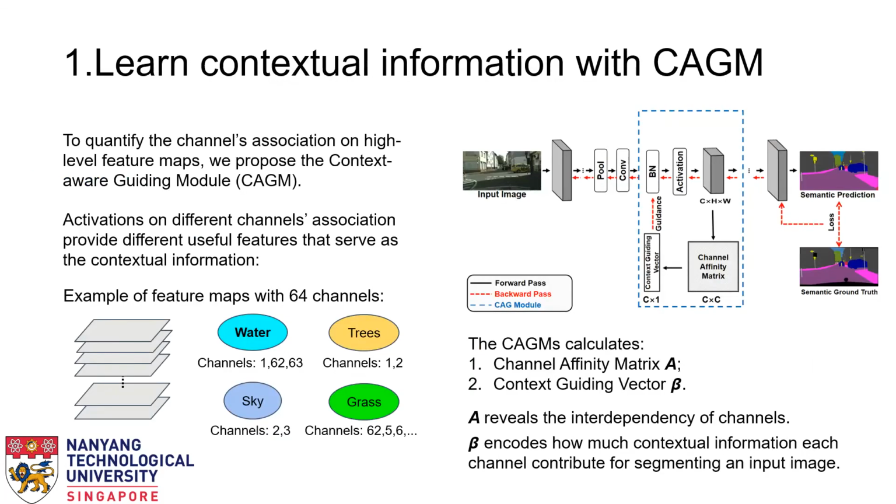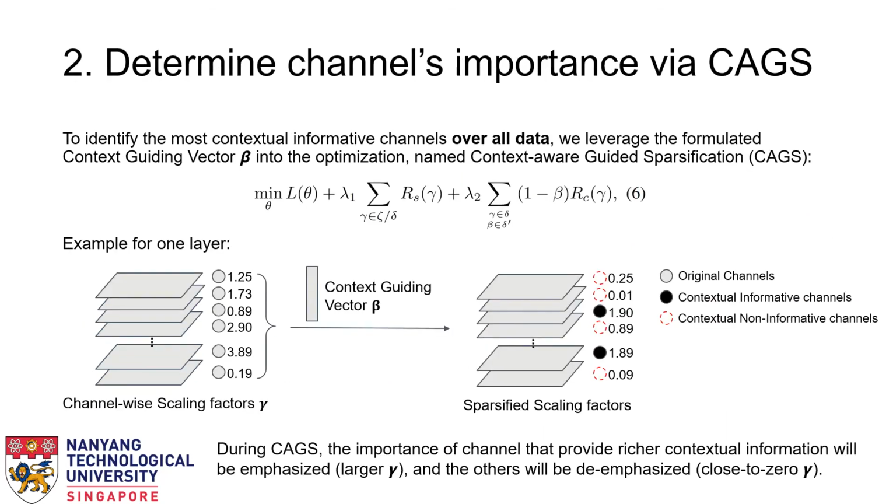For the first step, given an input image, the activations on different channel associations provide different useful features that serve as the contextual information in each layer. In the feature maps with 64 channels, the association of channels 1, 62 and 63 may provide the context of water, and channels 1 and 2 may provide the context of trees. To quantify these associations on high-level feature maps, we propose the Context-aware Guiding module, which first computes the channel affinity matrix A, and second, the context guiding vector beta. The former quantifies the interdependency of channels and the latter encodes how much contextual information each channel contributes for the prediction.